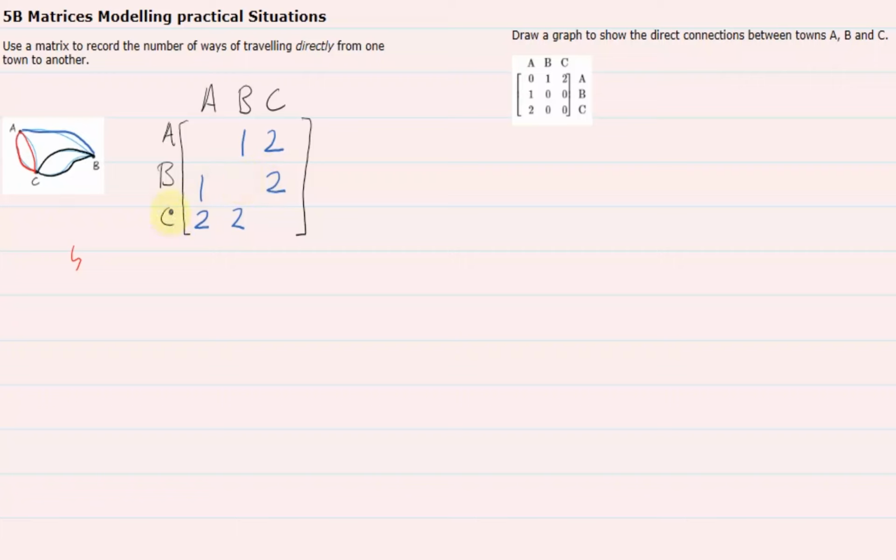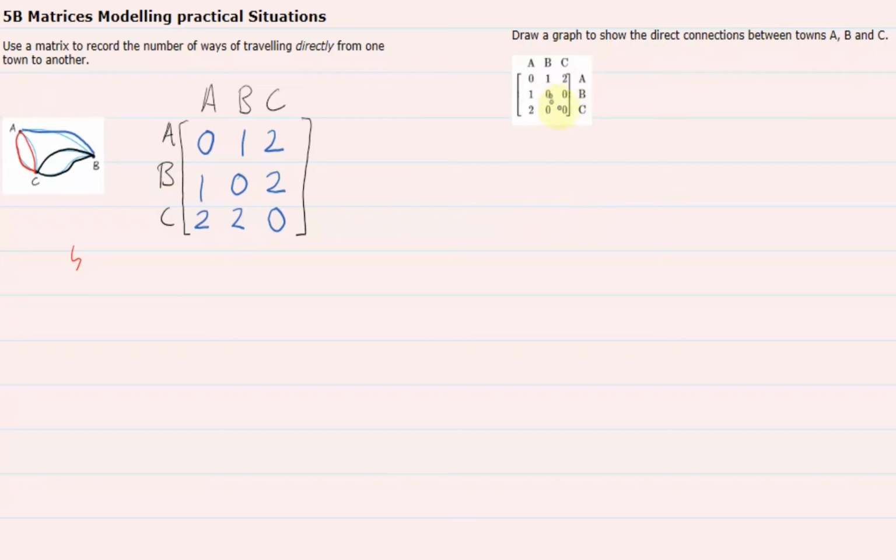Now, because there are no loops in the graph, this diagonal, what we call the leading diagonal, is going to be all zeros. The only way that that wouldn't be a 0 is if, for instance, we had a road that went from town A and looped back around to town A, then we would put 1 in there, but we don't, so we're going to leave that. Rub that out. There we go.